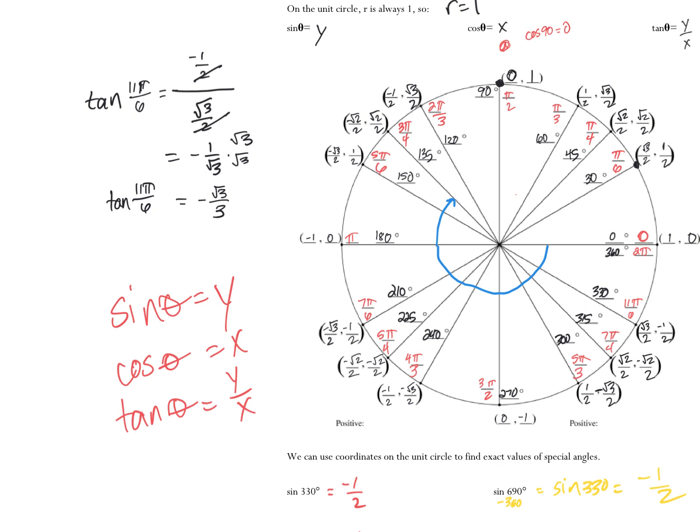Oh, you remember that time I said I'm only going to do one more? I lied. I got to do one more after that, and then I promise I'm done. So is the answer negative root 3 over 3? Negative square root 3 over 3 is the answer. Also exact.